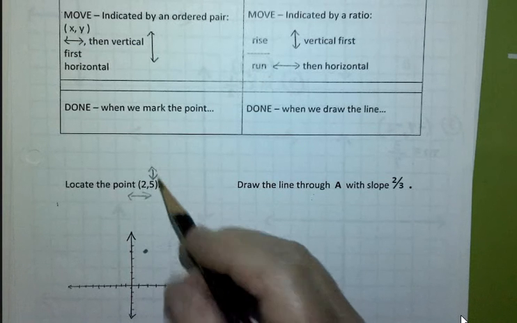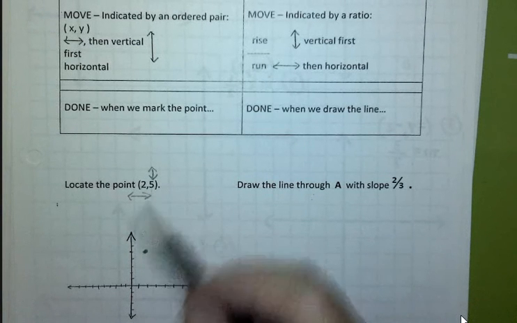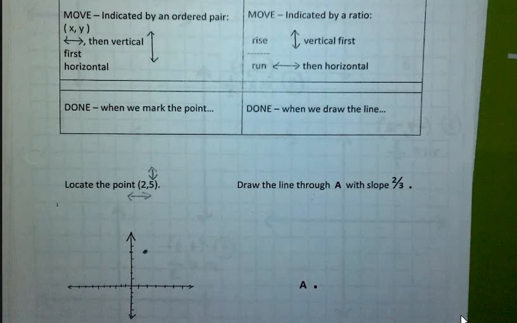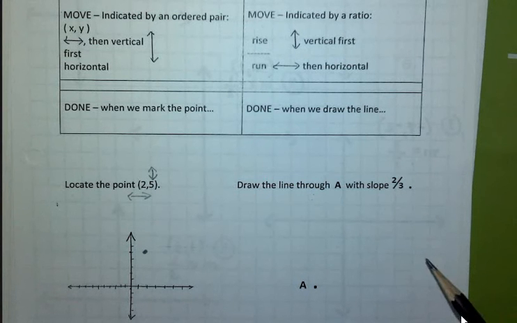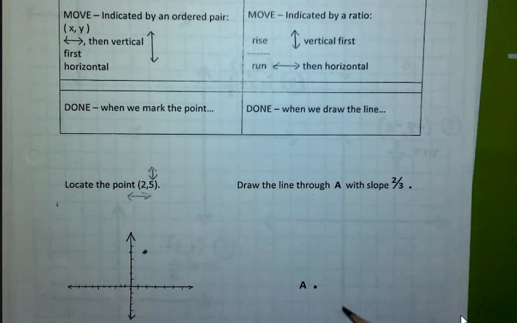So the 2 is the horizontal movement, and the 5 is the vertical movement, and I'm done when I mark the point. Now slope is different. I'm going to change from horizontal first to having vertical first. If you were asked to draw the line that goes through A with slope 2/3, you'll notice we don't even have to know where the XY axes are located, because all we need to know is that this is a point on the line. And once I know that this point is going to be on my line, that's going to be where I start. I usually call that the launch pad.